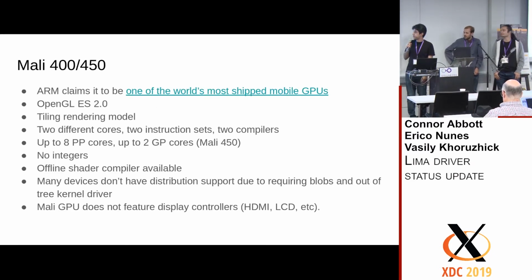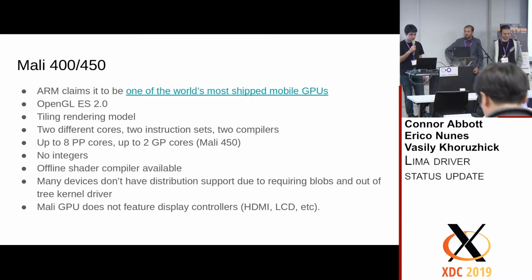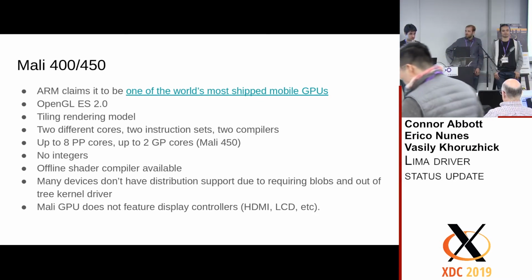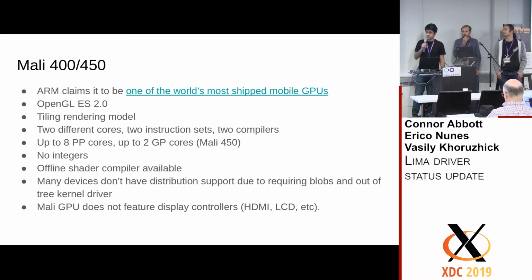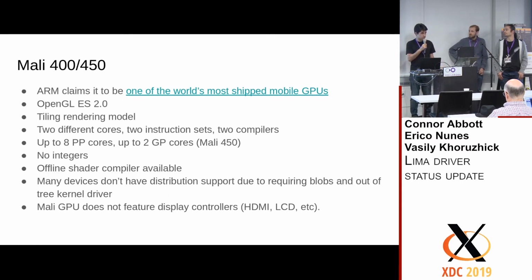So some random facts about the Mali 400 and Mali 450. ARM claims it to be one of the world's most shipped mobile GPUs, and if you have any of these recent ARM SBCs, it's possible that you have one of these. It supports OpenGL ES 2.0. It has a tiling rendering model like many of the other mobile GPUs. It has two different cores, which means we have two different instruction sets and two different compilers, which we are going to talk about during the talk.